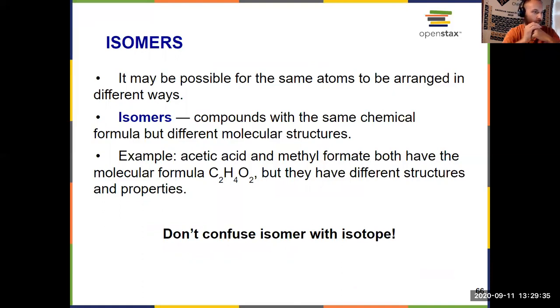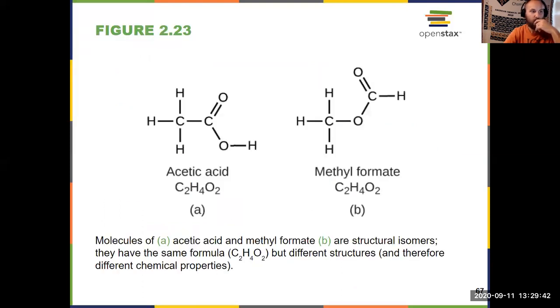Okay. So if we take acetic acid and methyl formate, okay, they're shown on the next slide here. They're both C2H4O2. Okay. Notice they have the same exact molecular formula, but they're put together differently. They're bonded differently. That means they are isomers. And they have very different properties, even though they have the same molecular formula and the same empirical formula. These are called structural isomers. They have different types of bonds.